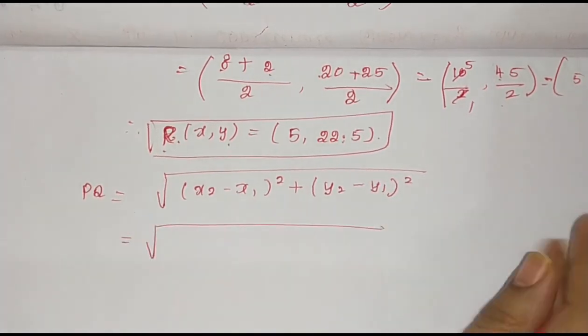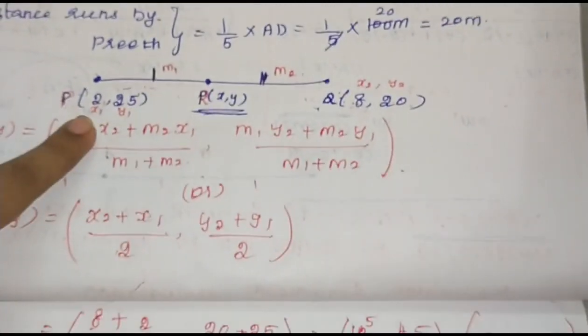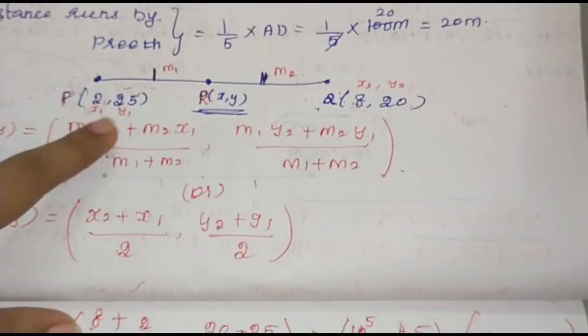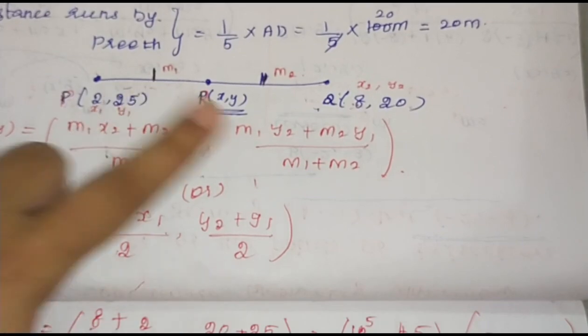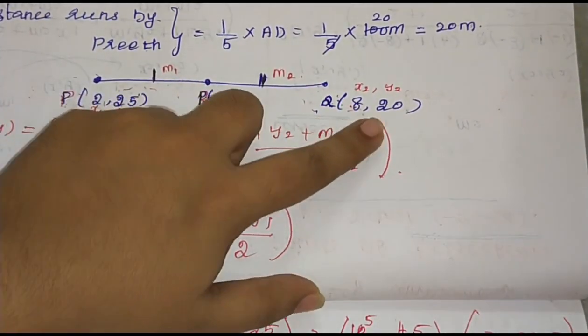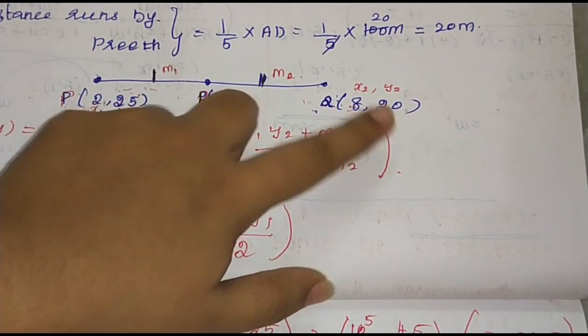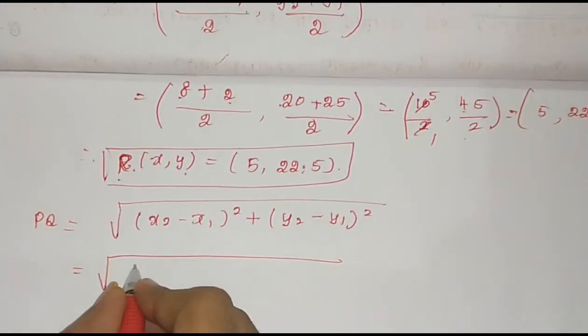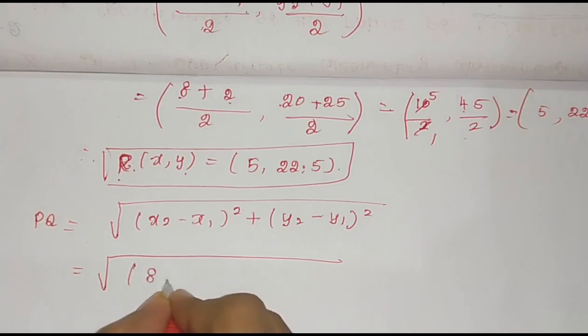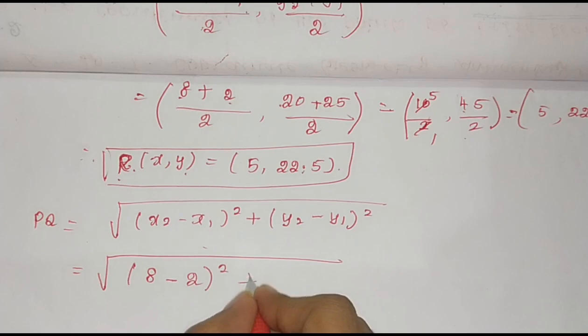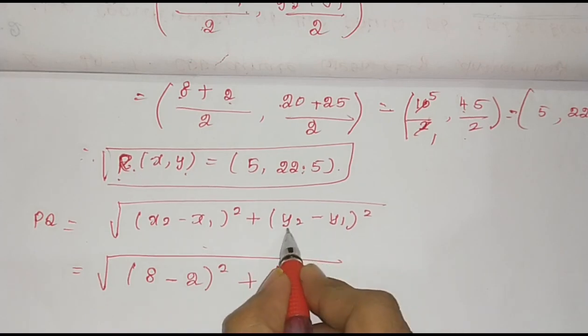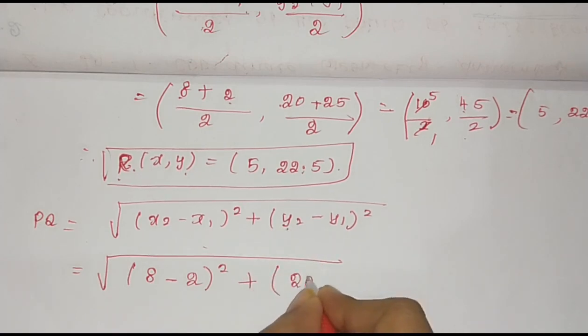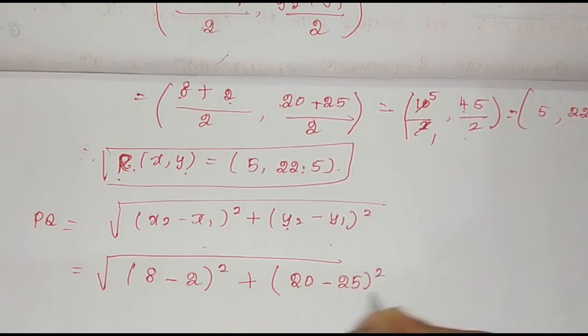So root of, from the diagram I am writing x1 is 2 and y1 is 25 and x2 is 8 and y2 is 20. So now I am applying this value in this formula. Instead of x2 we can write 8 minus, instead of x1 we can write 2 whole square. You can see the diagram. Instead of y2 we can write 20 minus, instead of y1 we can write 25 whole square.